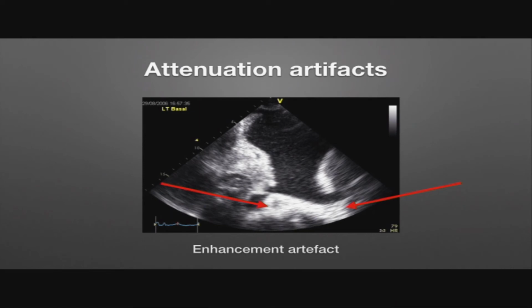But the machine doesn't know that you've had reduced attenuation, so it senses the intensity of the sound wave that comes back and amplifies it, thinking that it's at 10 centimeters down the track and it needs to amplify it to a certain extent, and it comes back looking much brighter. So that's all about enhancement artifacts.